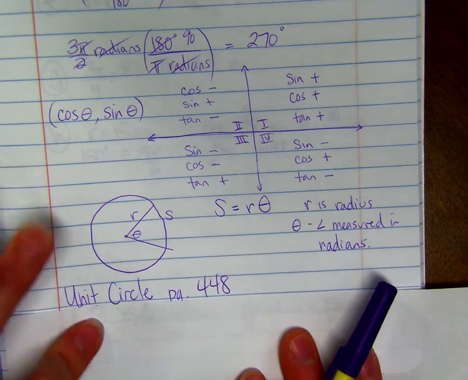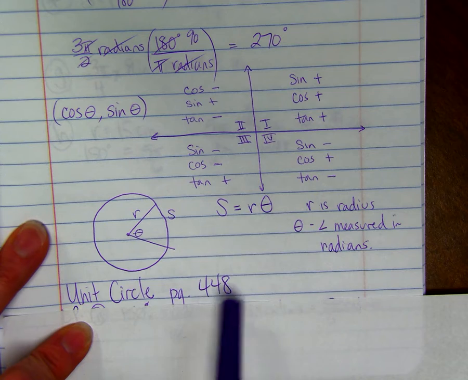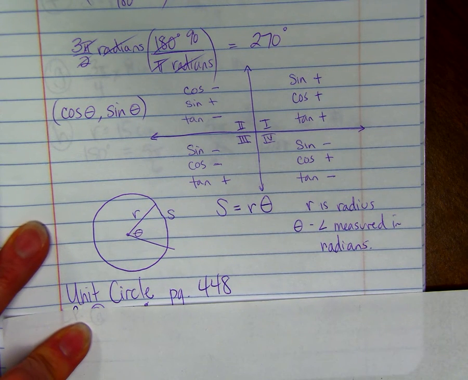And then this is one you're going to want to mark in your book. The unit circle is found on page 448. So if you have like a sticky note or something in there, you're going to be referring to it quite often. So go ahead and just get that marked. Okay, that's the end of the lesson.